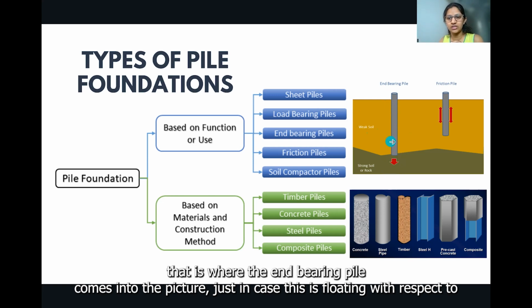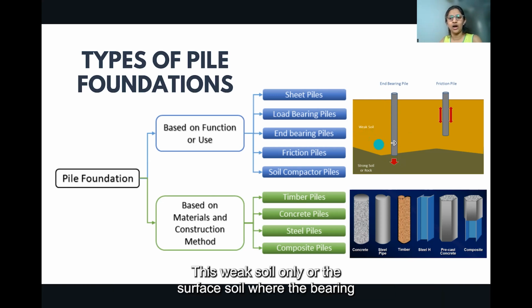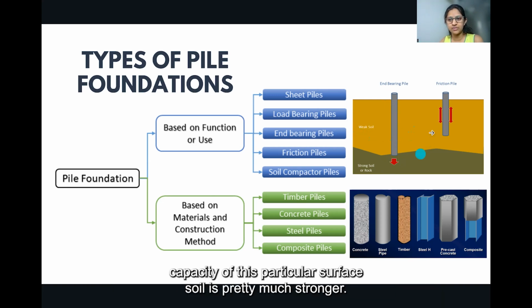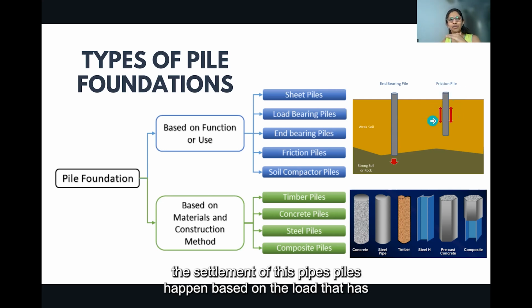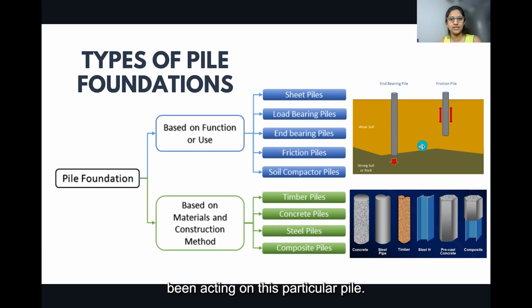Just in case it is floating within the weak soil only, or the surface soil, where the bearing capacity of this surface soil is pretty much stronger, in such cases load bearing would be sufficient. Then moving forward, we have the friction piles. With friction piles, the settlement of these piles happens based on the load that has been acting on the particular pile.